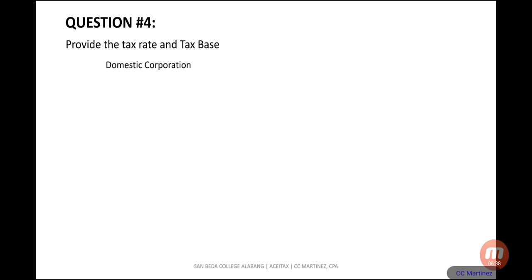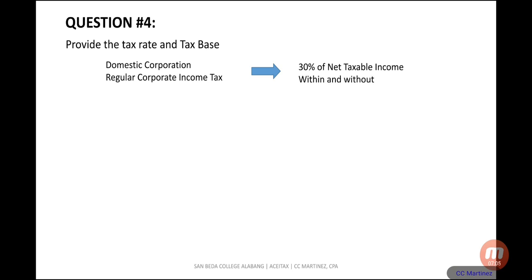Question number 4. So, provide the tax rate and tax base of the following. Number 1, domestic corporation and regular corporate income tax. So, ano yung tax rate niya and tax base? Answer, tax rate and tax base for domestic corporation under RCIT. Answer is 30% of net taxable income within and without.